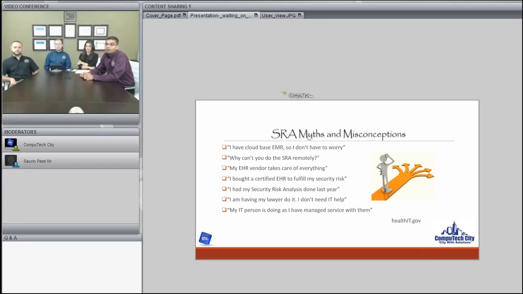My security risk assessment was done last year, so why do I need it again? I have my lawyer do it, so I don't need IT help. And the last one that we have heard is, my IT person is doing all-inclusive service, so they also include my SRA in it. So these are all the myths that we have heard, and like I said earlier, I have invited some of our specialists to help us understand the risk assessment, what it is, how it's done, and why we have to do it.